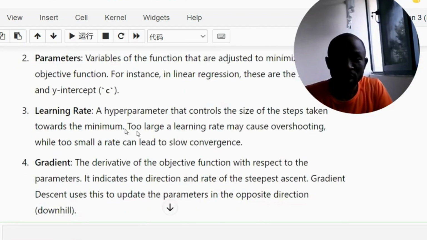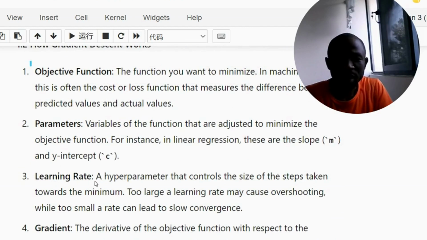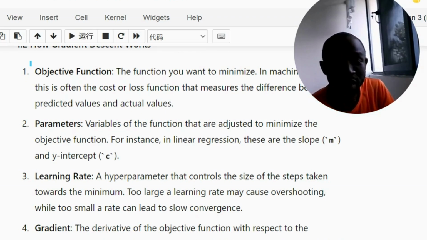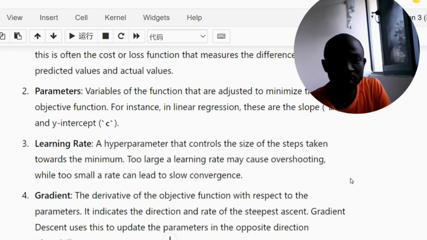Are we there? Now we have the learning rate. The learning rate is the hyperparameter that controls the size of the step taken toward the minimum. Too large a learning rate may cause overshooting, while too small a rate can lead to slow convergence. So the learning rate is a given parameter that you have to give. You can decide to give your learning rate to be 0.01. But in this lesson, you are going to see how we give our learning rate and how it is going to affect our work.